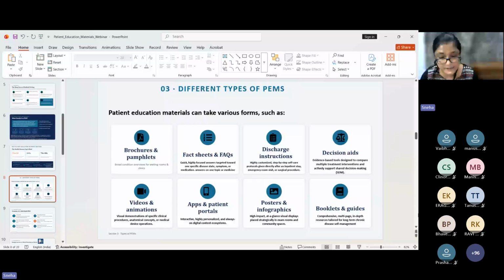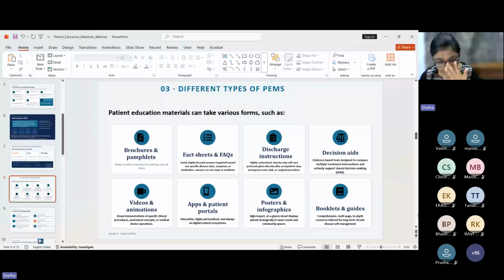Posters and infographics. This gives a visual effect. Posters and infographics, they are very high impact, at a glance visual displays. They are placed strategically in exam rooms and community spaces. So infographics, they will give you an idea at a glance. So you just have a look at the infographic and you get an idea what it is about to say.